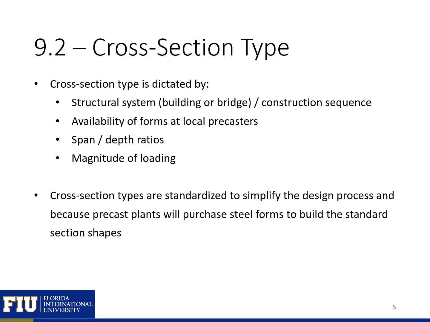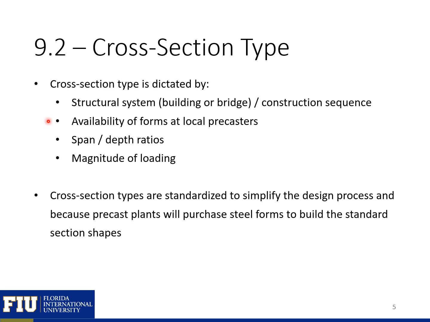Our cross-section type is going to be dictated by several things. First, the structural system, whether it's a building or a bridge, and also the construction sequence will help to guide us and help dictate what cross-sections we can use. Cross-sections are typically standardized, so there are standard sections available for buildings and also standard sections available for bridges. So whether you're designing a building or a bridge will dictate what types of cross sections you'll use, and we'll look at some of these in this presentation.